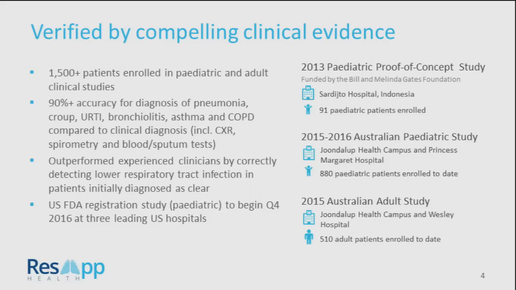Over the last 18 months since we've spun out of the university, our primary focus has been on delivering the clinical evidence needed to take this through the regulatory pathway. We have over 1,500 patients through our clinical trials, and we've demonstrated above 90% accuracy for the diagnosis of most common respiratory diseases in both adults and children.